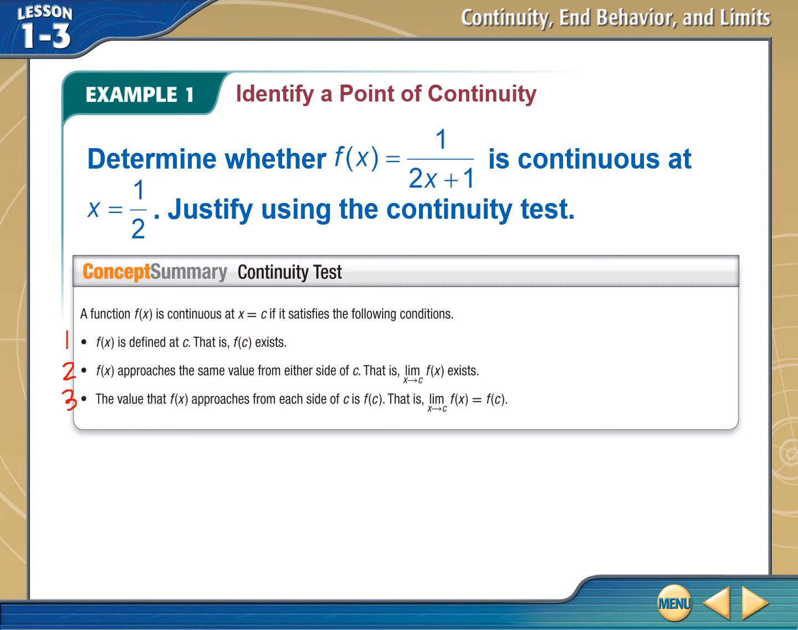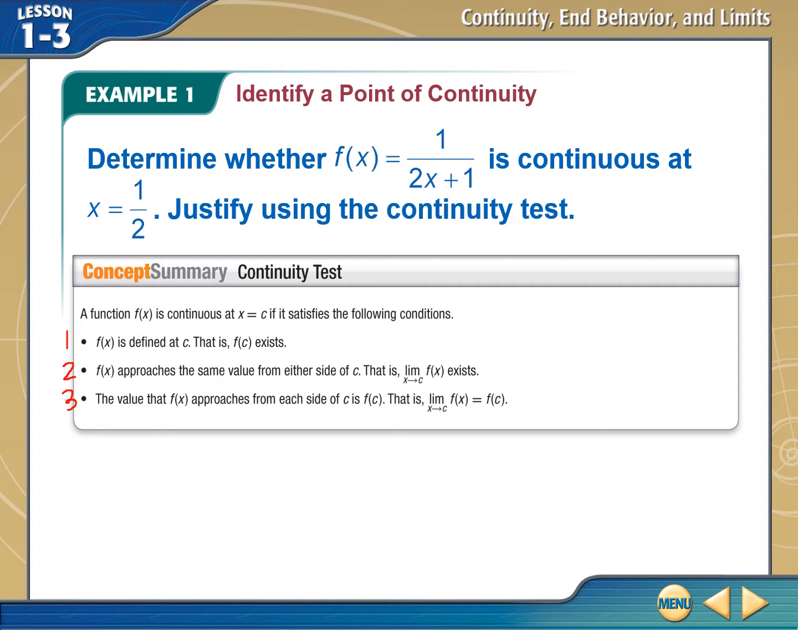So basically, number 1, we will find f of c. Number 2, we will find the limit as x approaches c. Number 3, we will check if f of c is equal to the limit as x approaches c of f of x or not. If these 2 are equal to each other or not. And this is called the continuity test.